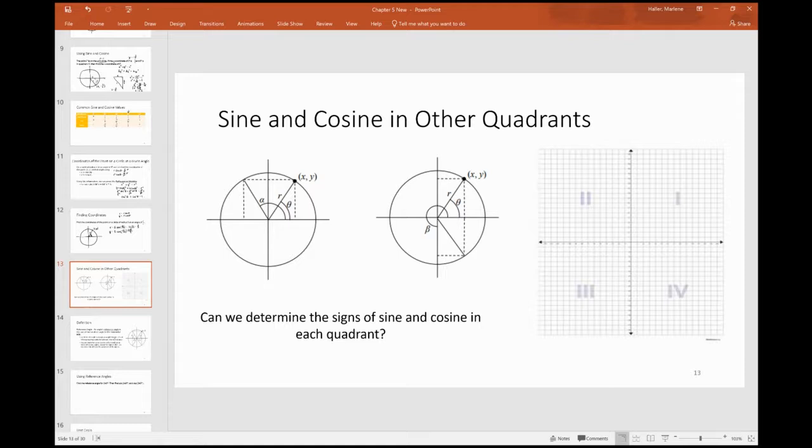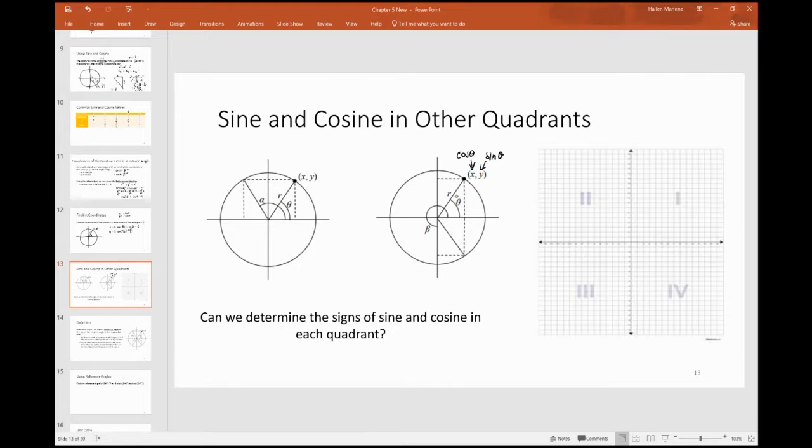All right. Now, we can use this idea of the signs of x and y coordinates changing in the quadrants to find the trig functions for angles that are in quadrants other than 1, in quadrants 2, 3, and 4, right? So on the unit circle, recall that the x coordinate is the cosine of the angle, it's cosine of theta, and the y coordinate is the sine of theta. Okay?